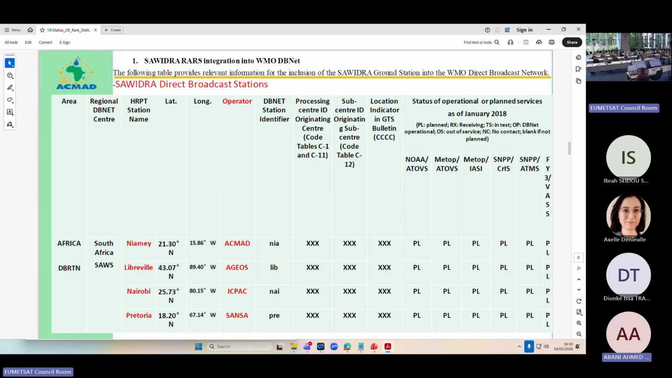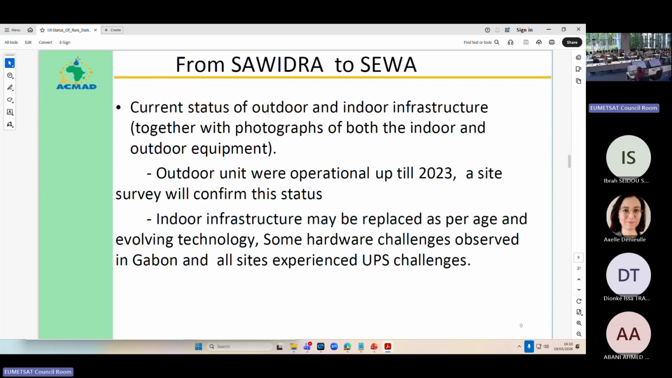This is the key table where our station got the necessary credentials to be able to disseminate to GTS. And after the installation, all of those stations have been able to disseminate, at least for some time, data to the GTS based on the implementation of this table. Next slide, please.